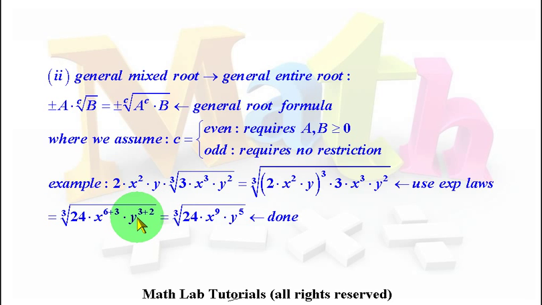And so if we simplify that a little bit further, we get cube root 24, x to the power 9, times y to the power 5. And we are done. Essentially, this is a mixed cube root. And now we have an entire cube root. And this is exactly the way we go from a mixed radical to an entire radical. Do not forget about these restrictions. I'm not going to mention these restrictions anymore, but beware that these restrictions are to be understood.